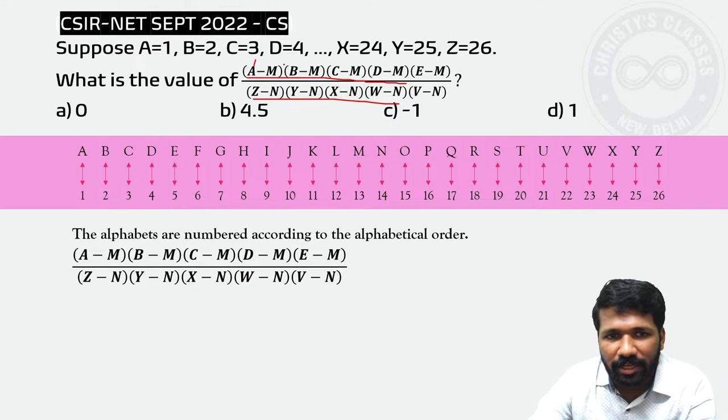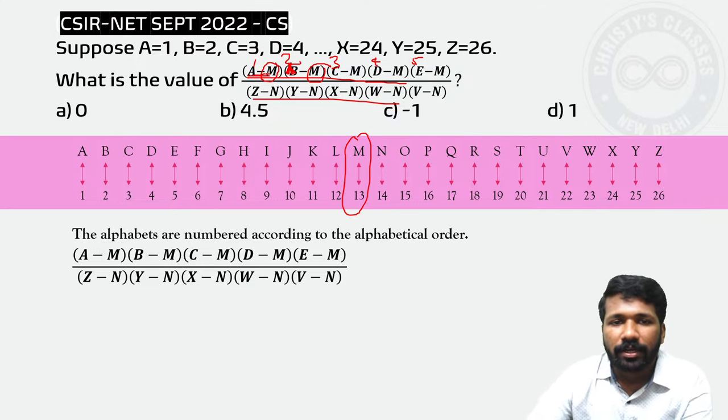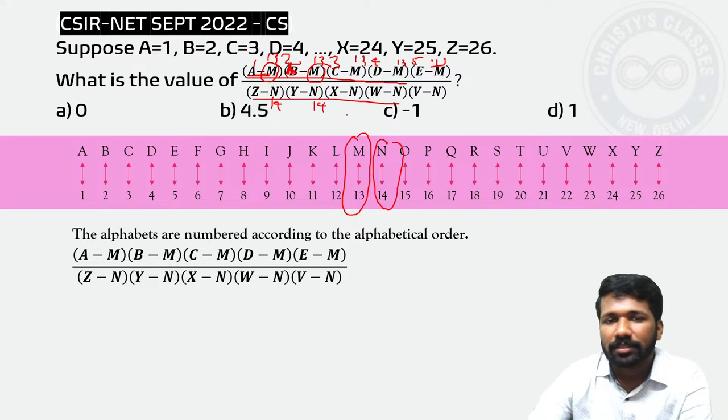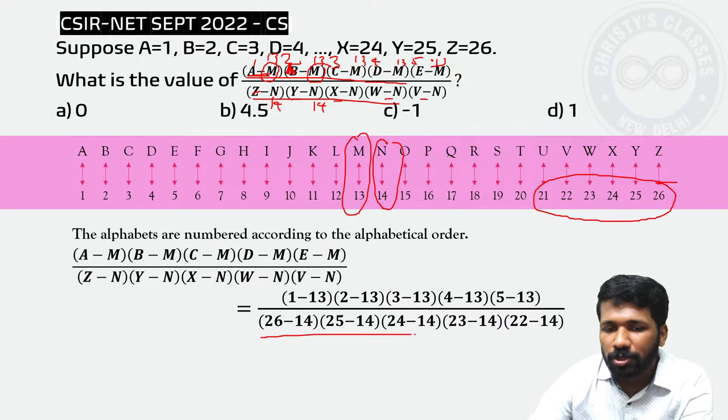So A is the first letter, B second, C third, D fourth, E fifth. And M is common in all the terms here. So M is 13. So minus 13, minus 13, minus 13, 5 times. And in the denominator, N is there. N is the 14th letter. So substitute that. And Z, Y, X, W, V are the last 5 letters. Substitute those numbers.